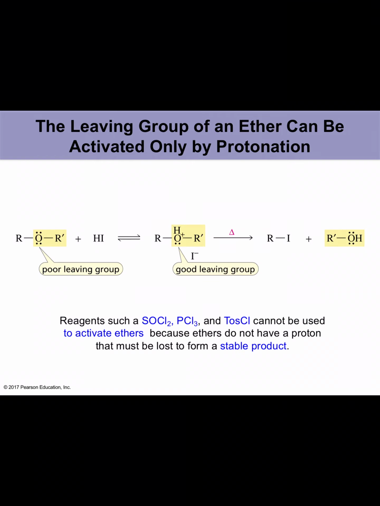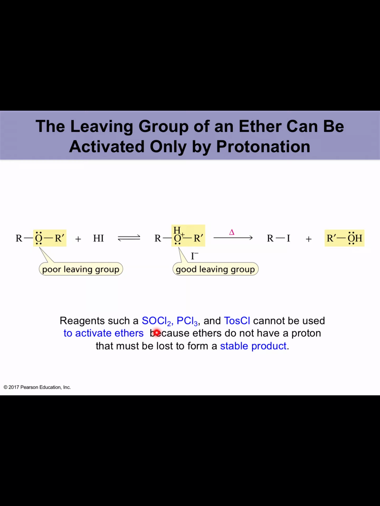So an OR group, or alkoxide, is a very poor leaving group. In the presence of an acid, oxygen can get protonated. Now we have a good leaving group, ROH. Now when you heat it up with iodide, you can form alkyl iodide, and the leaving group is alcohol.